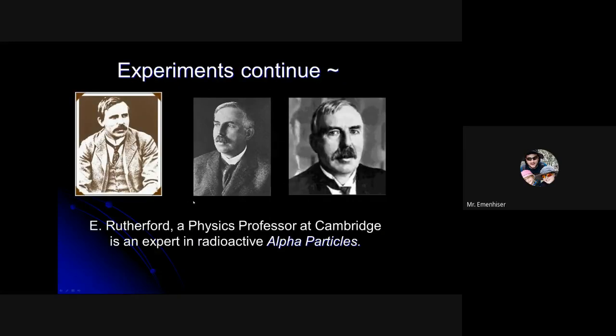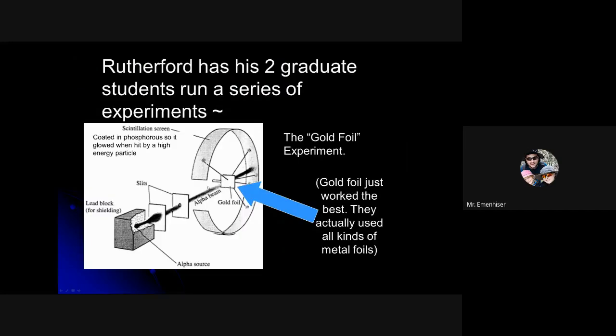All right. Experiments continue. The next scientist is Ernest Rutherford. He studied experiments with alpha particles. His experiment was called the gold foil experiment, and you need to know that. He shot particles through a gold sheet, and most of the time they went through it, but sometimes they came back and ricocheted. Okay?